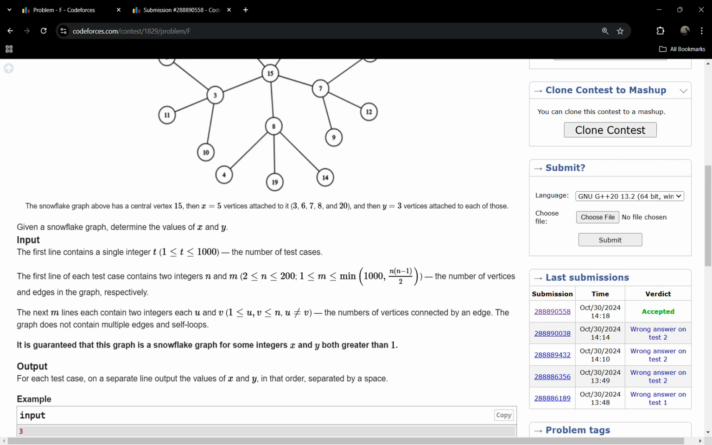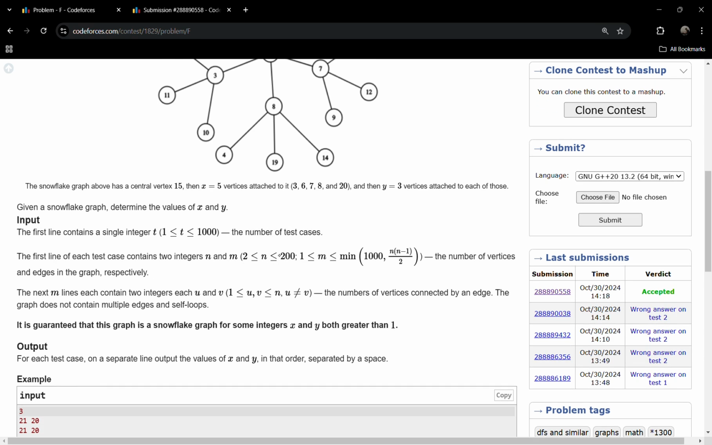So t is the number of test cases, n is the number of vertices, upper bounded by 200, and m is the number of edges in the graph, upper bounded by 1000. Why this n into n minus 1 by 2, which is n choose 2? It is the maximum number of edges in any graph possible. In a complete graph there are nC2 edges, that's why.